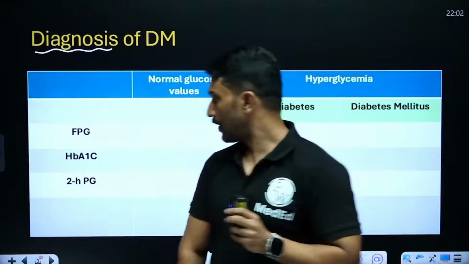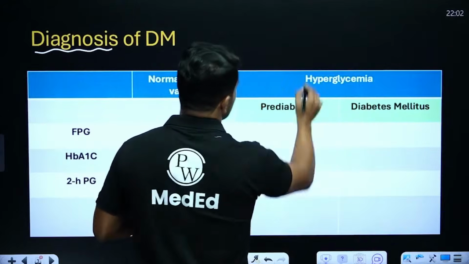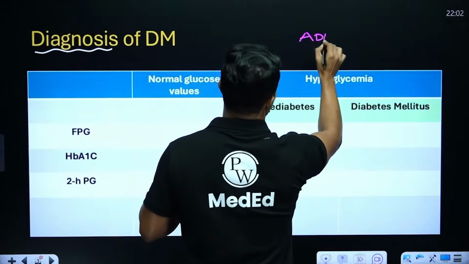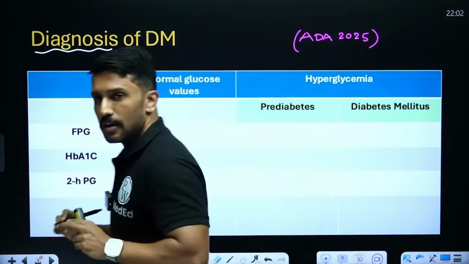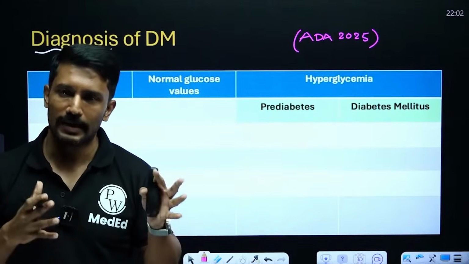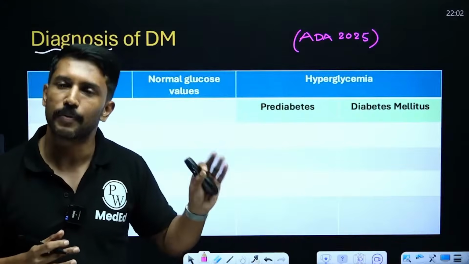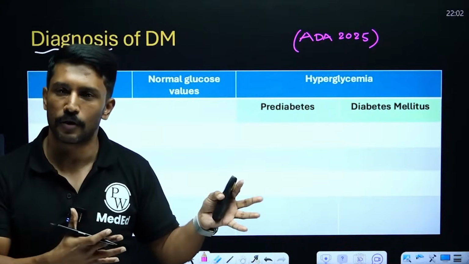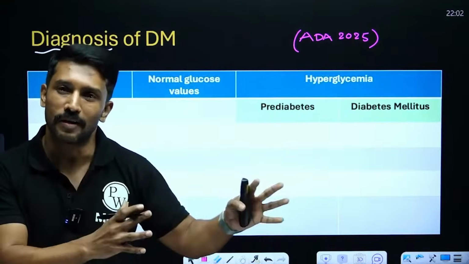Now, for the diagnosis of diabetes mellitus, we will follow the American Diabetes Association or ADA guidelines. And right now, I'm going to mention the ADA guidelines 2025. Every year, the American Diabetes Association updates its guidelines. And as a doctor, as a medical student, we are supposed to be updated with respect to diabetes, hypertension, ischemic heart disease, heart failure, and stroke. These are the most important diseases. They have a burden on society.